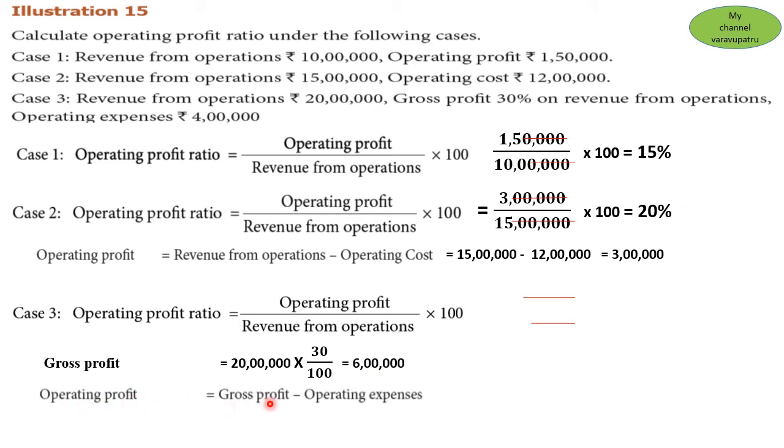Operating profit is equal to gross profit minus operating expenses. That is 6 lakhs minus operating expenses, which is 4 lakhs. 6 lakhs minus 4 lakhs, 2 lakhs is the operating profit.